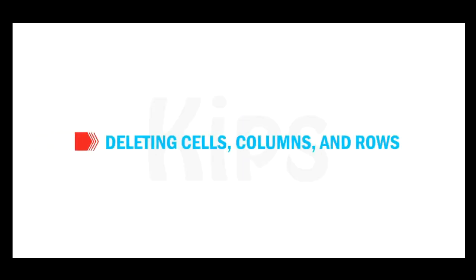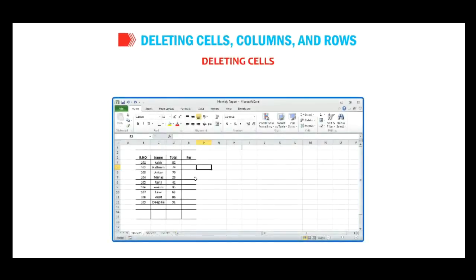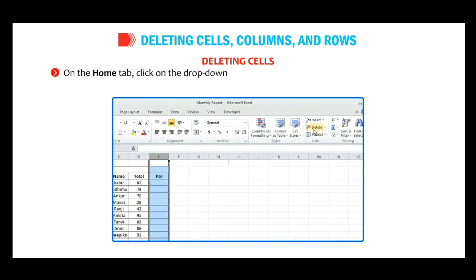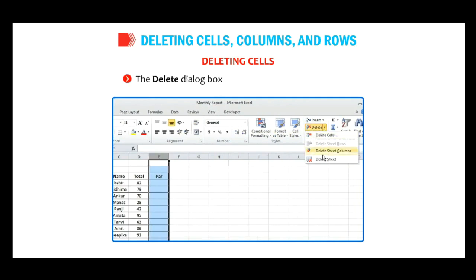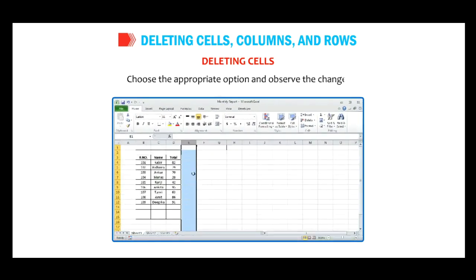Students, let us find out how to delete cells, columns and rows. Deleting cells. Select the range of cells to be deleted. On the Home tab, click on the drop-down arrow of the Delete button and select the Delete Cells option. The Delete dialog box appears displaying 4 options. Choose the appropriate option and observe the change.